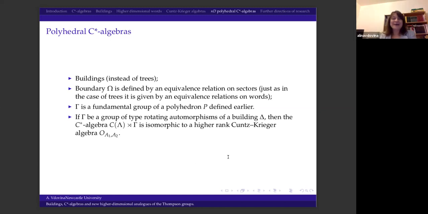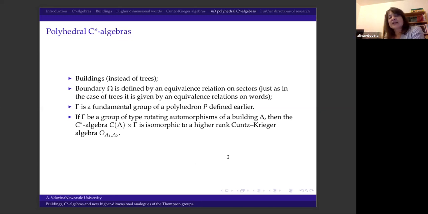Okay, so then let's talk about these C*-algebras. How do we define them? Instead of trees, we look at buildings, and the boundary is defined by equivalence classes of sectors. Now we get a group, which is the fundamental group of a polyhedron defined earlier. Maybe the easiest way is to look at one of my examples of squares, where we had four squares glued together, we had a complete bipartite graph as a link, and the universal cover was a product of trees. Or my very first example of seven triangles, where the universal cover was the A2 tilde building. It's also like gamma.